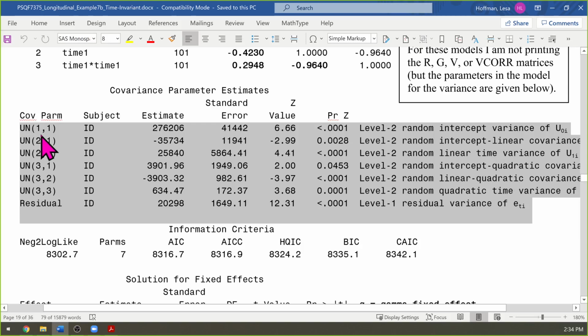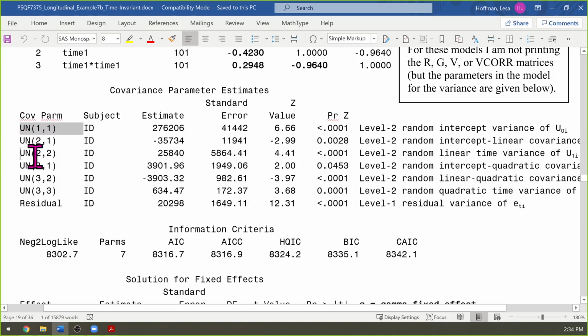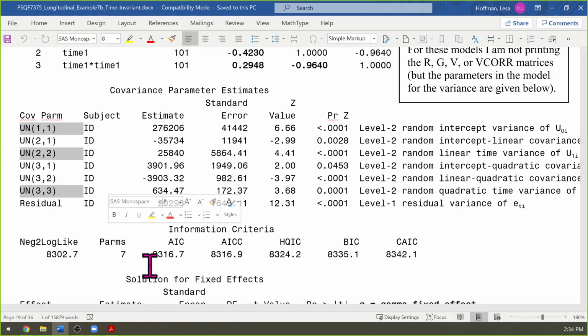So the UN1122, that stuff, that refers to the random effects, variances, and covariances in the G matrix. So anytime that you see the same number in both places, like UN11, UN22, and UN33, that means it is on the diagonal of the matrix. That's a variance. And it goes in the order in which you listed them. So if you list intercept first, that's going to be 1, 1. The terms that are left over are the covariances among the random effects.